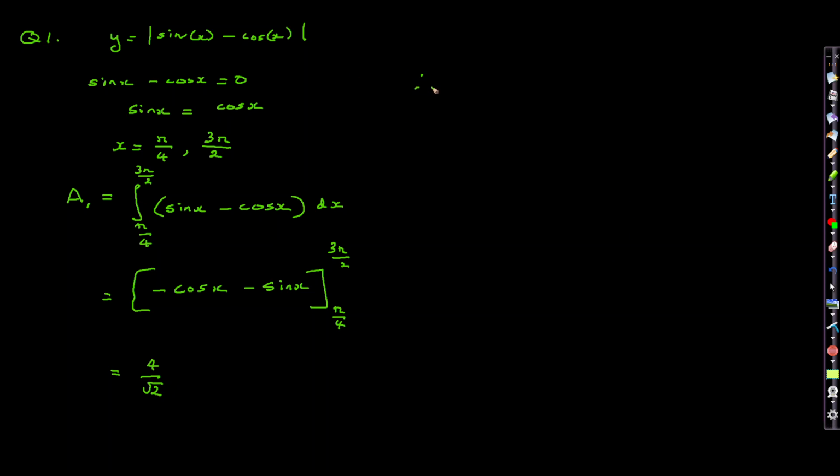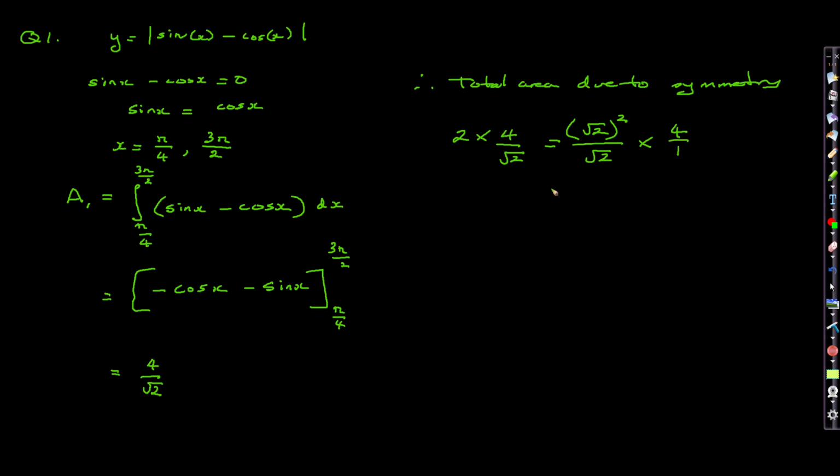Okay, therefore the total area due to symmetry is 2 times that, or root 2 squared over root 2 times 4. Okay, and that's going to give a total of, what are we going to get, 4 root 2? Yep. Unit squared. Okay, so that's the first one.